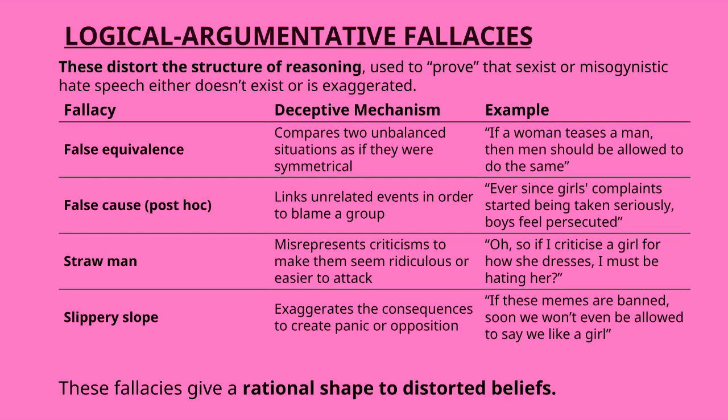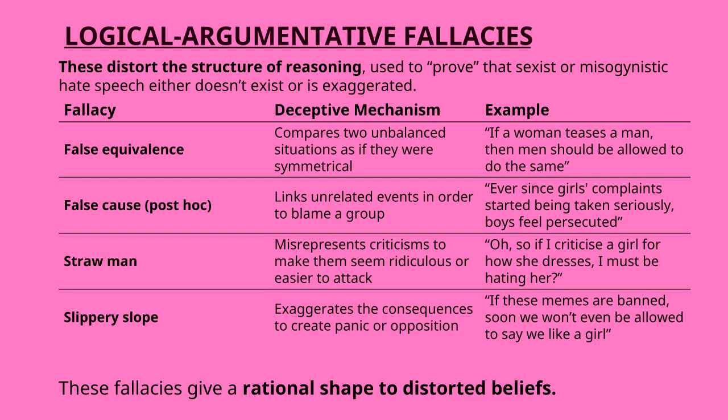Fourth, slippery slope. Consequences are magnified to trigger resistance. Limiting sexist hate speech is depicted as the first step towards banning everyday expressions of interest. Recognizing misogynistic hate speech is framed as the start of total censorship. The inflated chain distracts from the proportional measure under discussion.